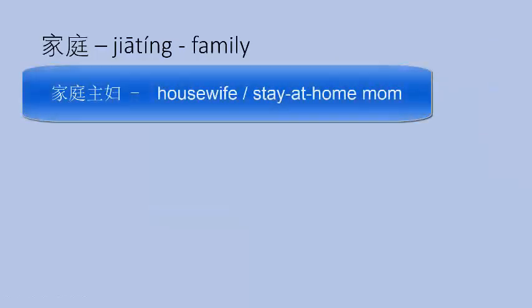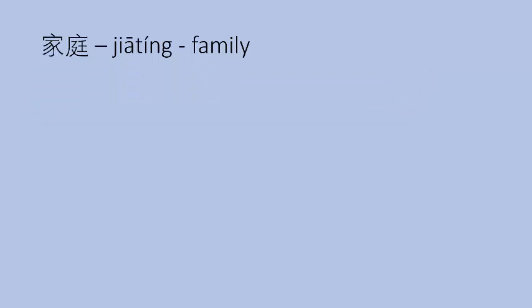The next character you have to trace is 家庭主妇, which means homemaker or housewife. The first characters are 家庭. 家 means family, and because Chinese likes things to be two syllables, 家庭 is the way you say family with two syllables. Ting alone means courtyard.